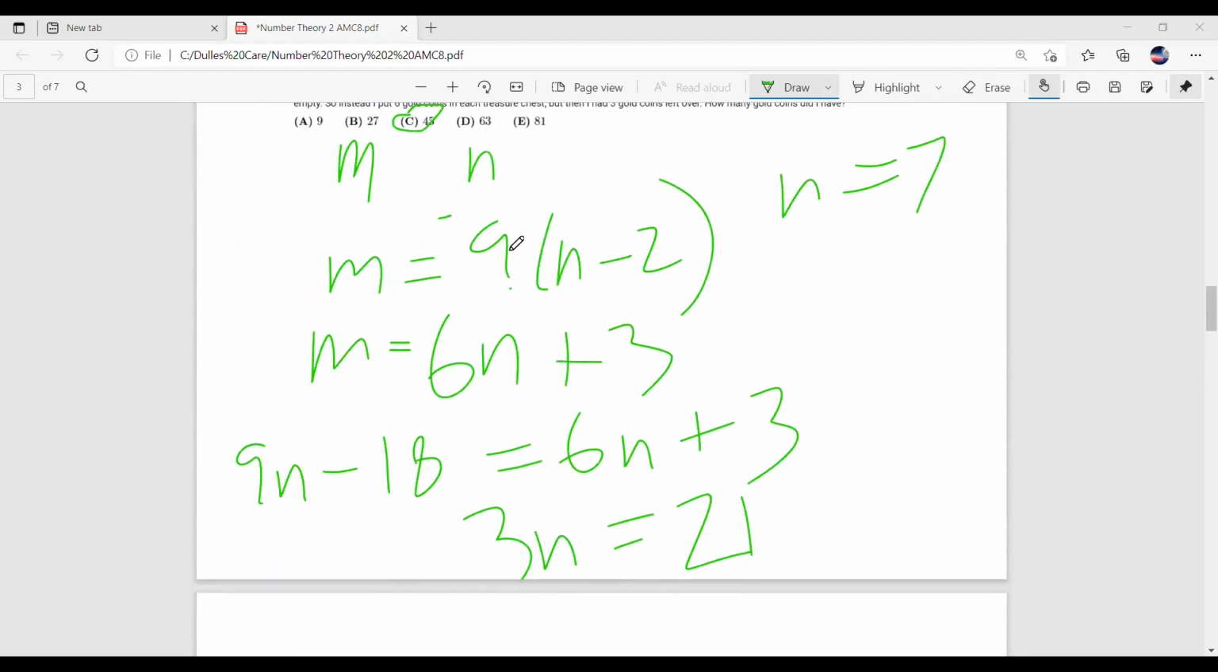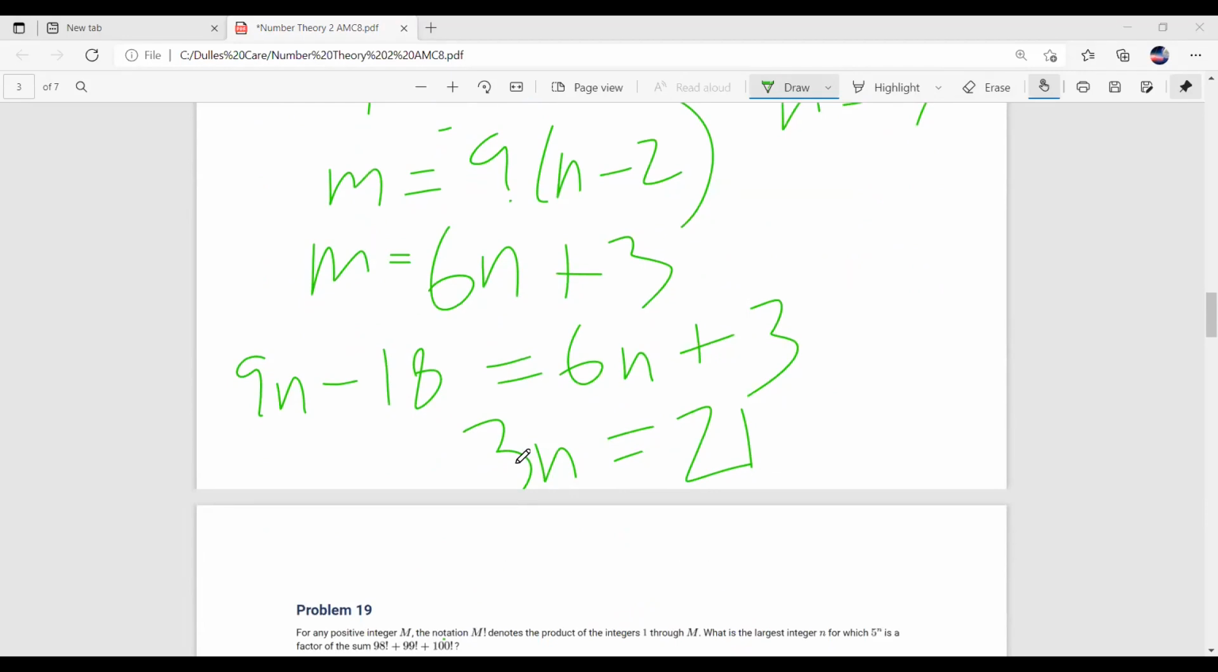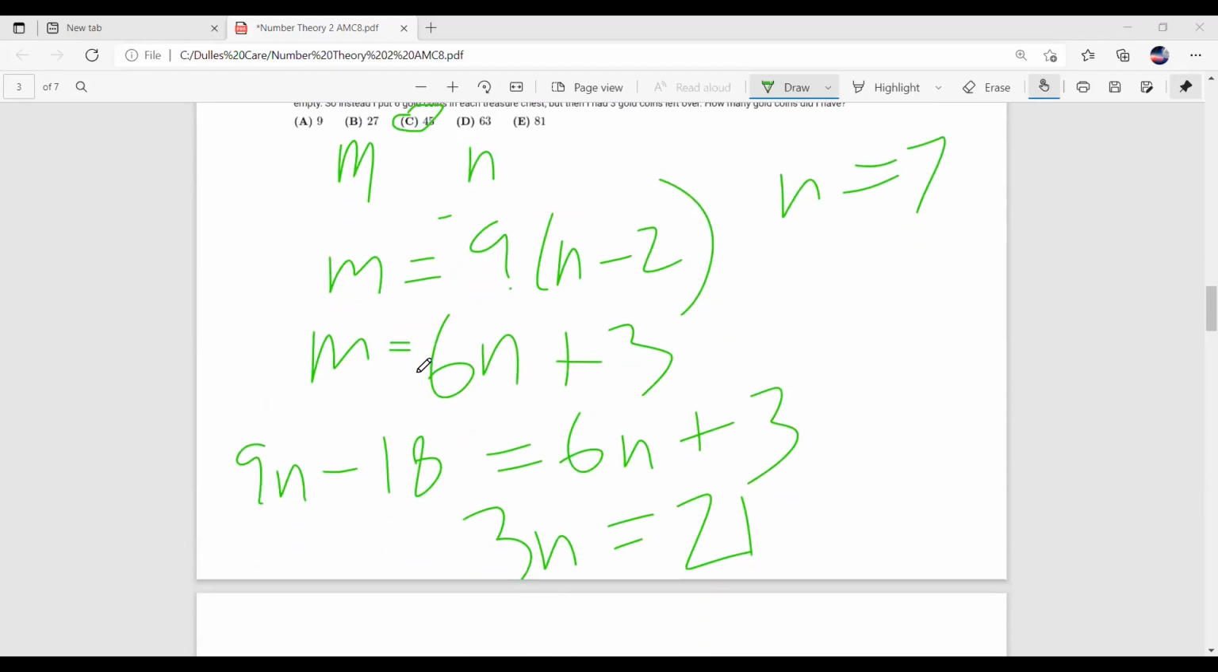Oh, okay. So basically M is equal to 9 times n, the number of treasure chests, minus 2. So if we distribute the 9, right? 9 times n and 9 times negative 2 gives us 9n minus 18. And then we can set that equal to 6n plus 3. So there's our far simpler, more elegant solution using a system of equations.